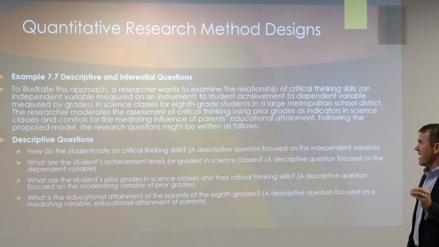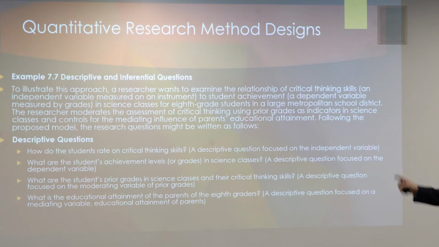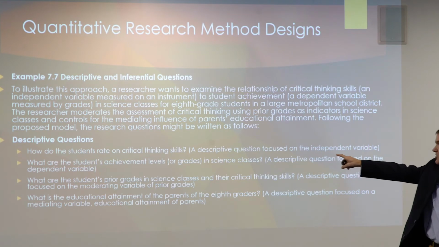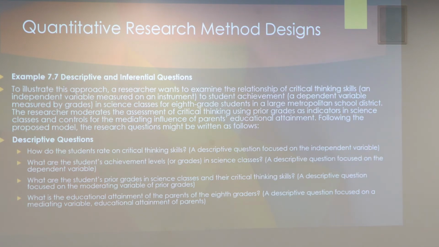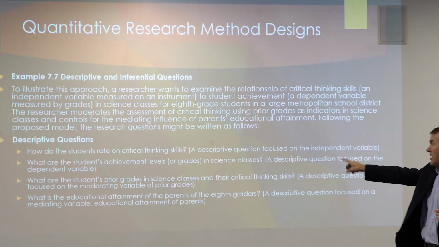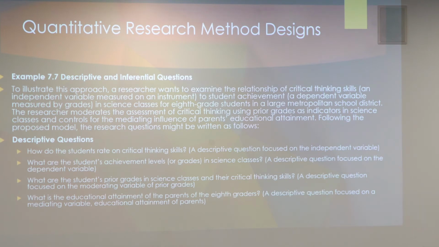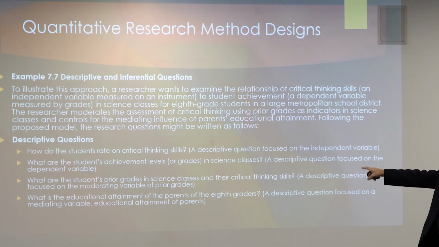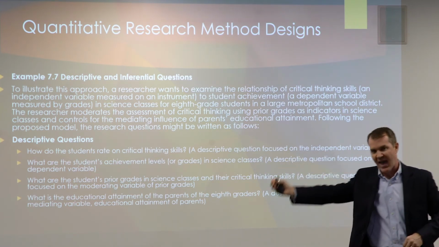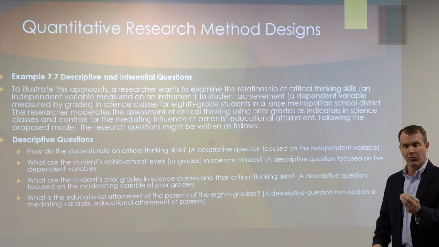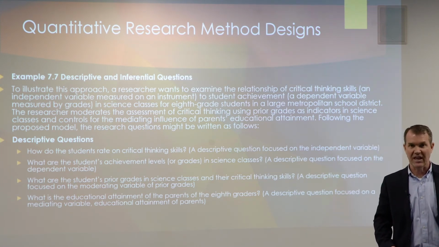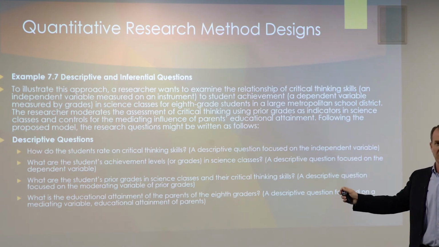The research questions might be written. How do the students rate on critical thinking? So this is a descriptive question. What are the students' achievement levels? What are their grades? What are the students' prior grades in science previous to this? And finally, what is the educational attainment of the parents of these 8th graders? So you're going to evaluate past performance, current performance, parents, their influence. What did they attain?